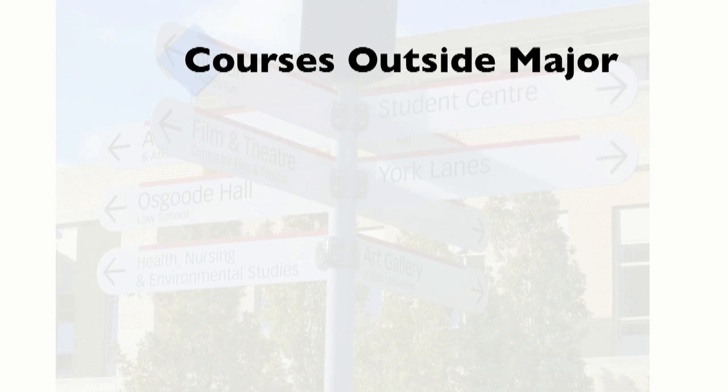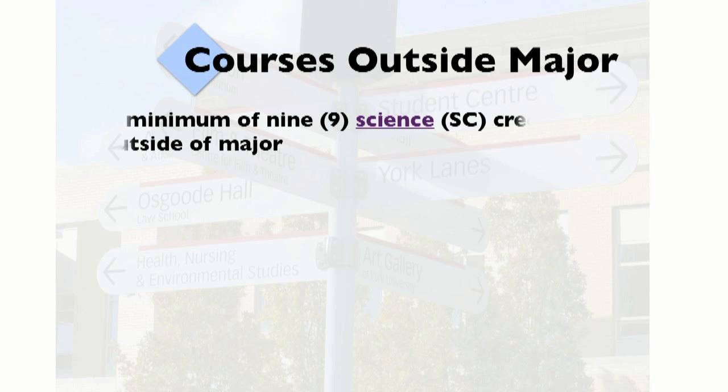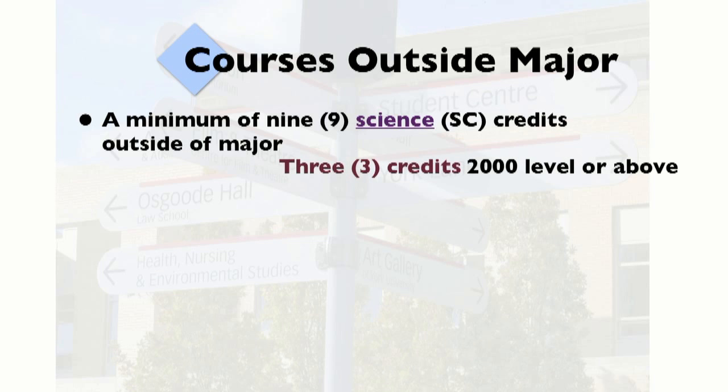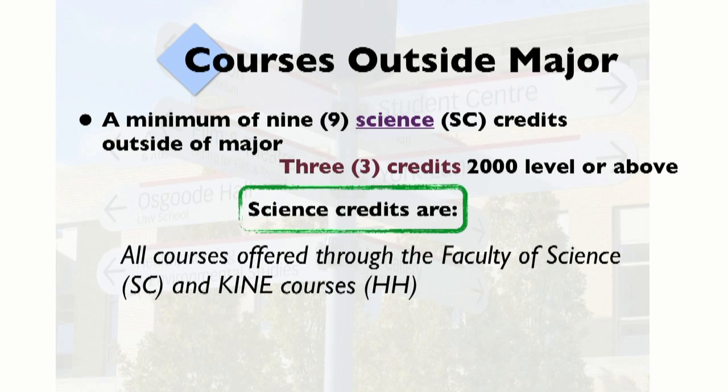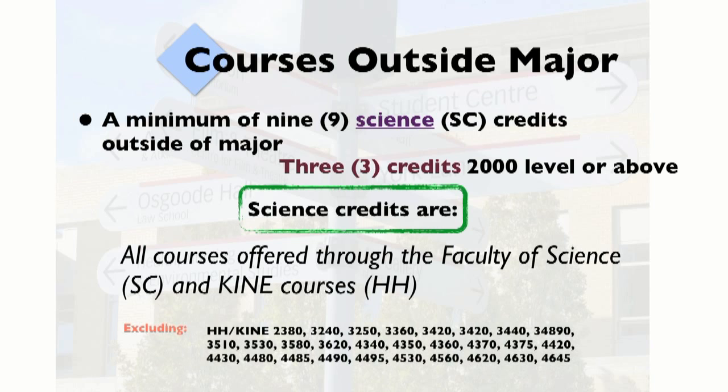You must also take an additional minimum of 9 credits in science disciplines outside your major, of which 3 credits must be at the 2000 level or above. These courses can be taken from the following: all courses offered through the Faculty of Science, and all kinesiology and health science courses, excluding the courses listed below.